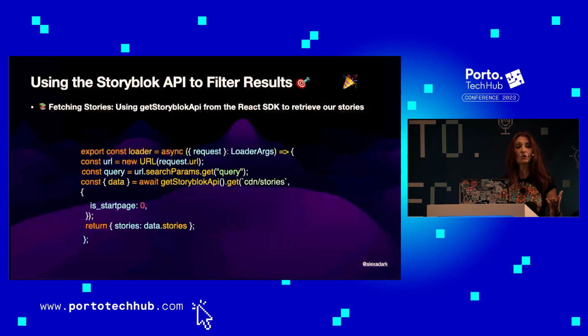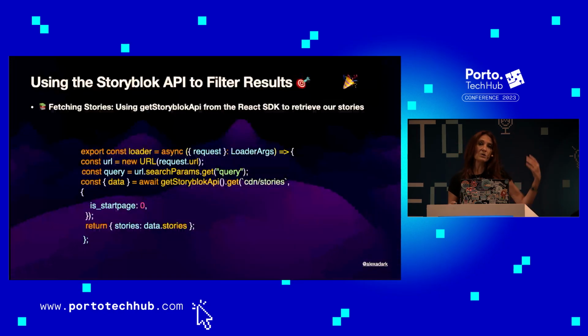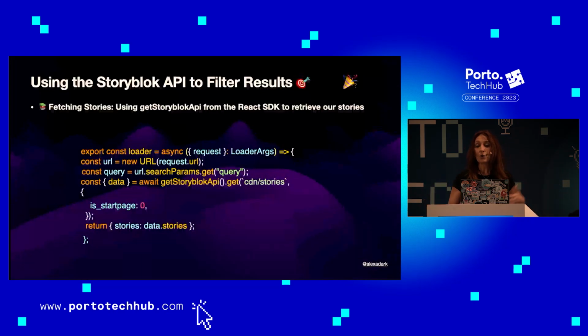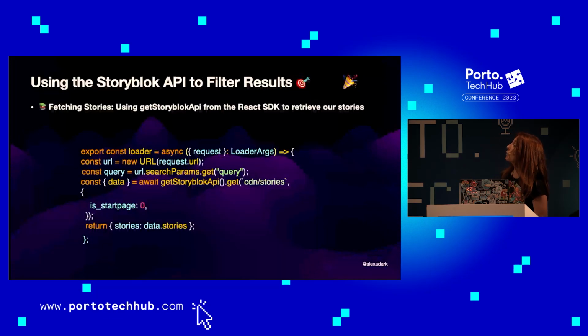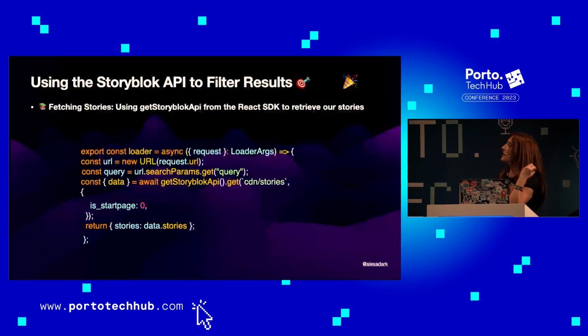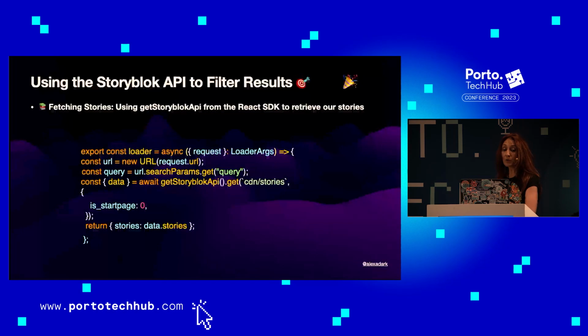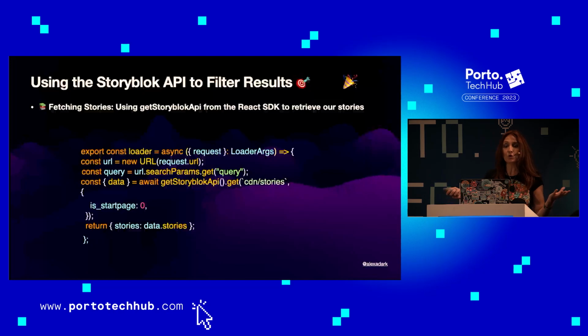And now we need to fetch the stories. The stories in Storyblok are all the content, the posts, and the pages, with the getStoryblokApi method, which is from the React SDK from Storyblok. And all that is in our loader, the function that gets the data from the server in Remix, in the search results route. So here we return our stories. Here we have all the stories, all the pages, and all the posts, but for the moment they are not filtered with the query.